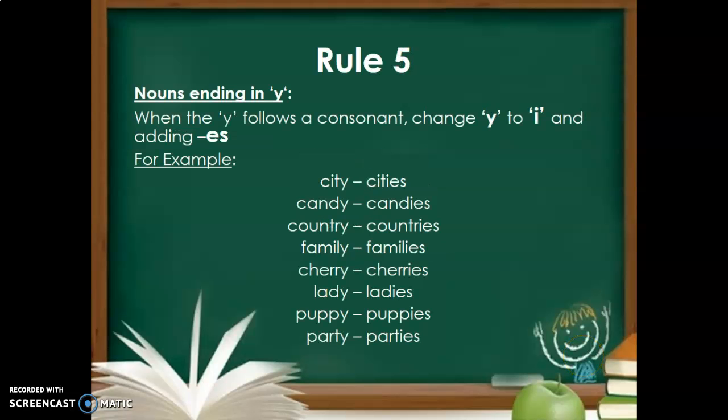Let's jump to rule number 5, nouns ending in y. When the y follows a consonant, change y to i and add es. For example, city, cities, candy, candies, country, countries, family, families, cherry, cherries, lady, ladies, puppy, puppies, party, parties.